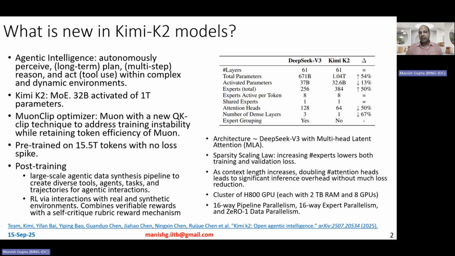The models have been trained on a cluster of H800 GPUs. They don't mention exactly how many GPUs, but these GPUs are interesting. Each H800 node contains 8 GPUs, each with 2 TB RAM. So that's quite some RAM. The model training has been done using 16-way pipeline parallelism, 16-way expert parallelism, and also ZeRO-1 data parallelism, as is typically done for any large-scale training.